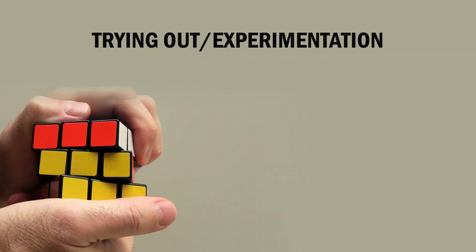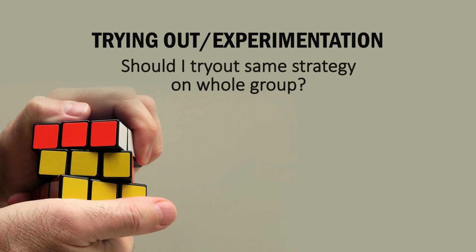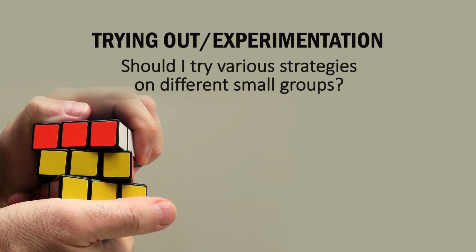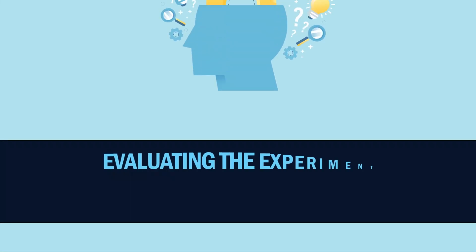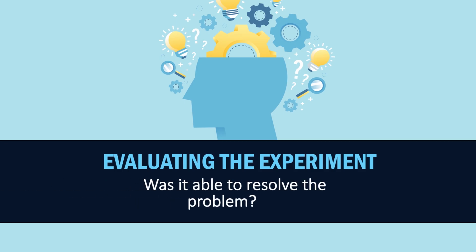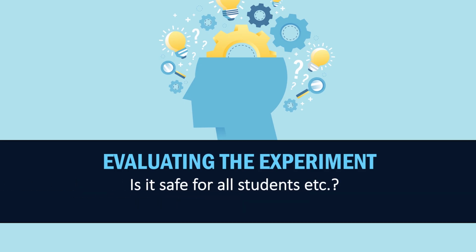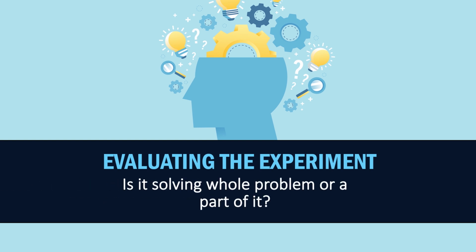Then we come to the third step, which is called trying out or experimentation. We identify the strategies, then we think about how we are going to prioritize them. Should I try out the same strategy on the whole class, or should I divide the whole class into some small groups and experiment with one strategy in each small group? This we need to decide. Then when we do any experiment, we evaluate it: what are the outcomes of my experiment? Was it able to resolve my problem? Is it safe for all my students? Is it solving the whole problem, or is my solution only for a part of the problem? We need to discuss all these questions when we evaluate our experiment.